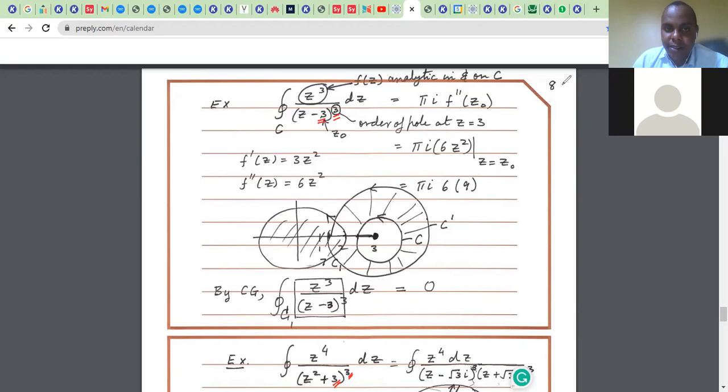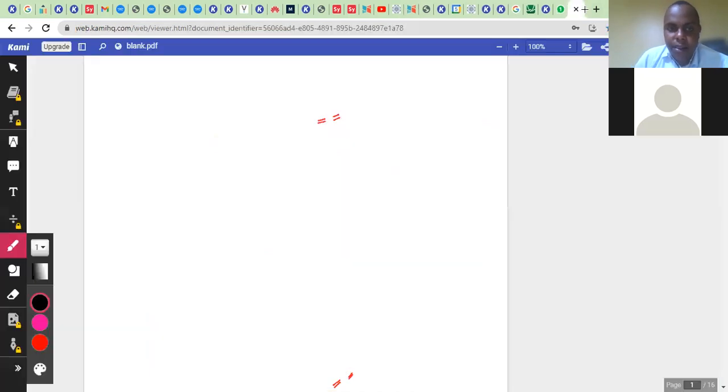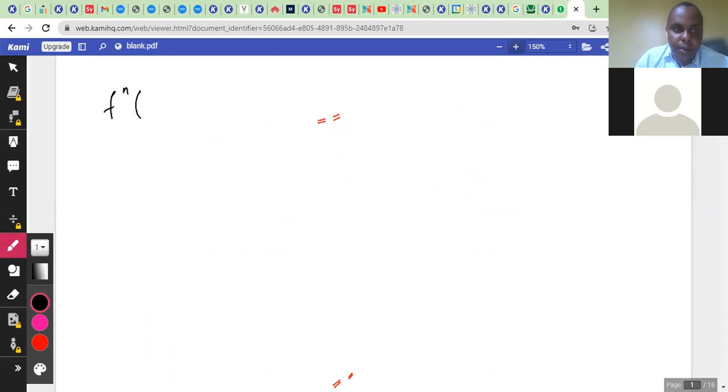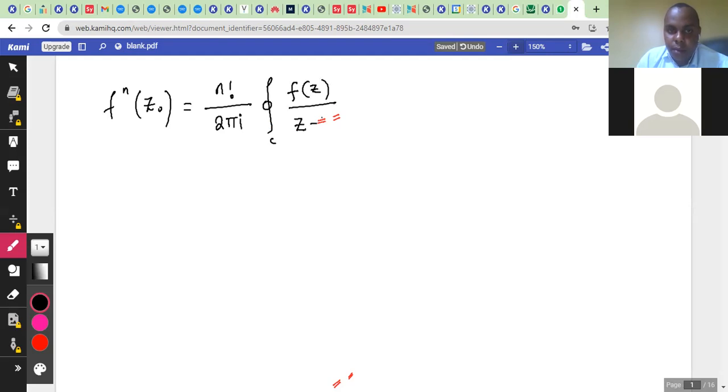Okay, so we're going to write the formula. f^(n)(z0) equals n factorial over 2 pi i, the integral over the contour C of f(z) over (z minus z0) to the power n plus 1, dz. And here we want to do this integral.